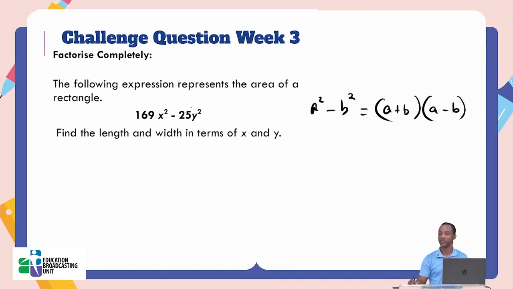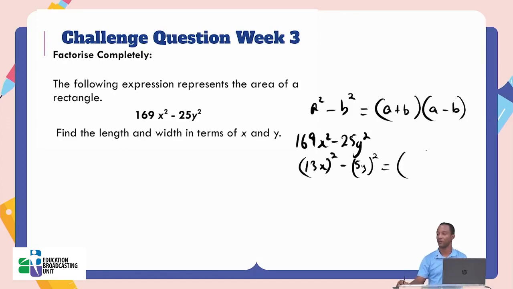So let's look at this. We can definitely look at this and see that it's in this format. We have 169x squared minus 25y squared. We can write this as a square term in terms of 13x to be squared, and we can write this other one as 5y to be squared. So the square of 13x is 169x squared, and the square of 5y is 25y squared. Now we're seeing that this is in this form.